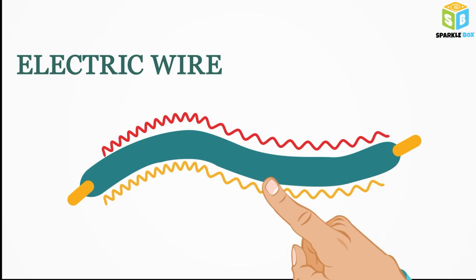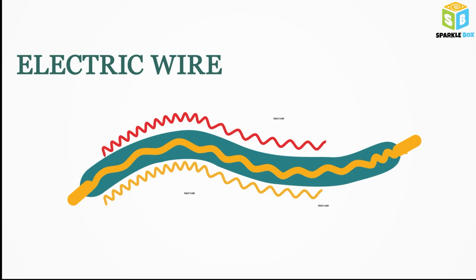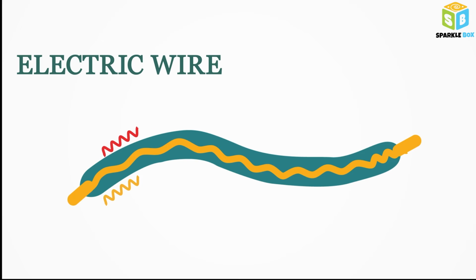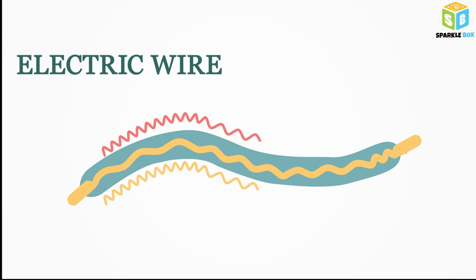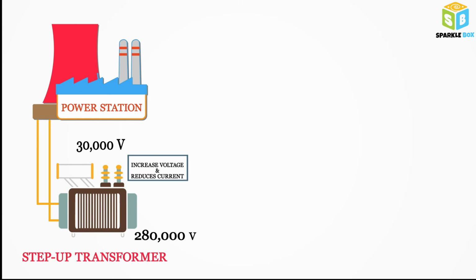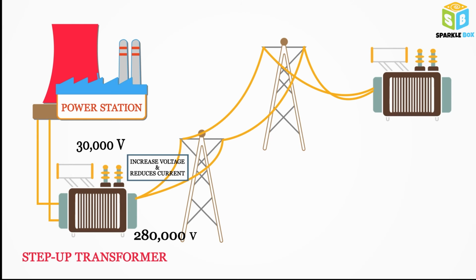Have you ever felt an electric wire and noticed it gets hot? This is because some energy traveling through the wire is lost. In order to lose as little energy as possible, transformers are used. When the electricity leaves the power station, it passes through a step-up transformer. A step-up transformer increases the voltage and reduces the current. Reducing the current makes the transfer of electricity more efficient, as less energy is lost as heat.